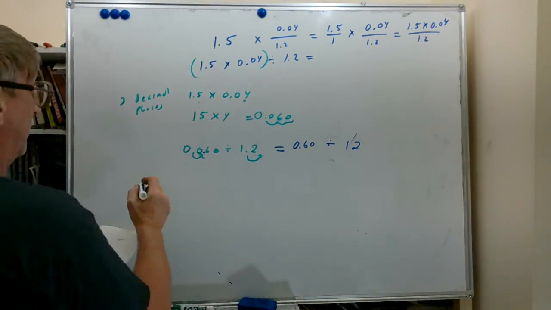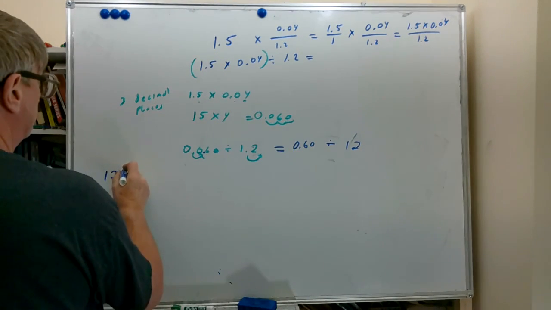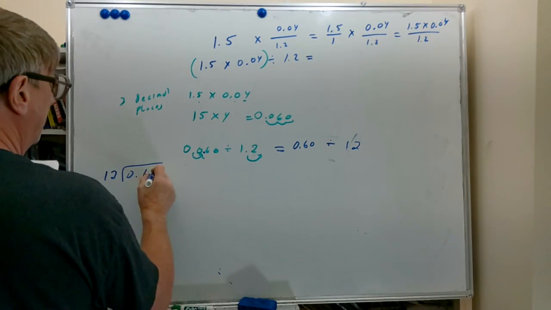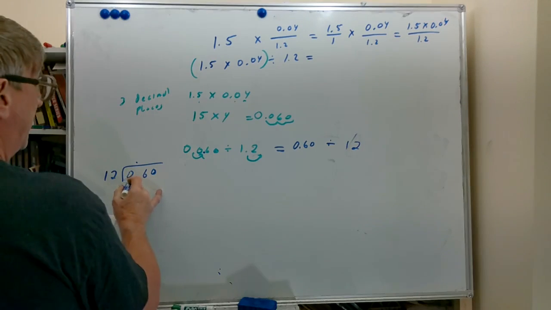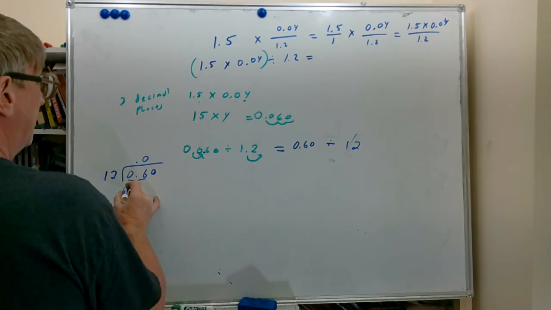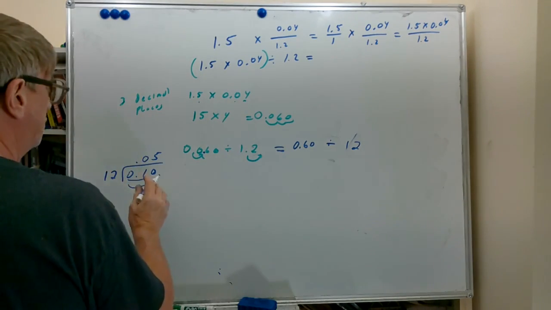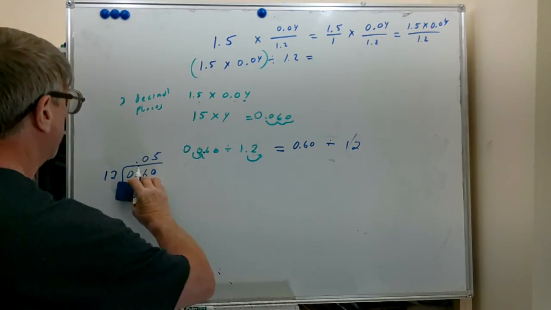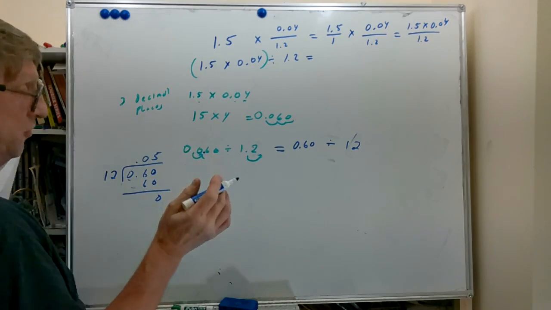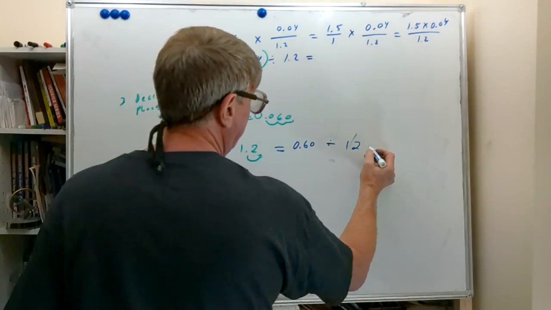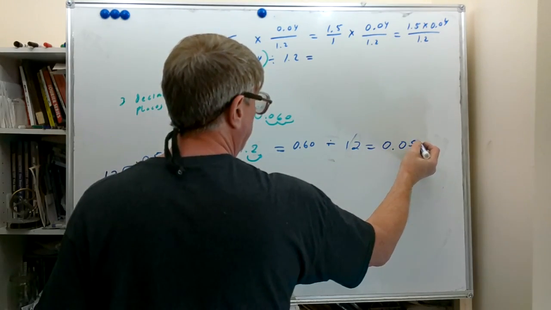So now we're going to do our long division over here. 12 into 0.060. Put our decimal place into there. 12 does not go into 6, but 12 does go into 60, and 12 goes in 5 times. 5 times 12 is 60. We do the subtraction, 0. We have no remainder, we're done. So the result of this is equal to 0.05, 5/100ths.